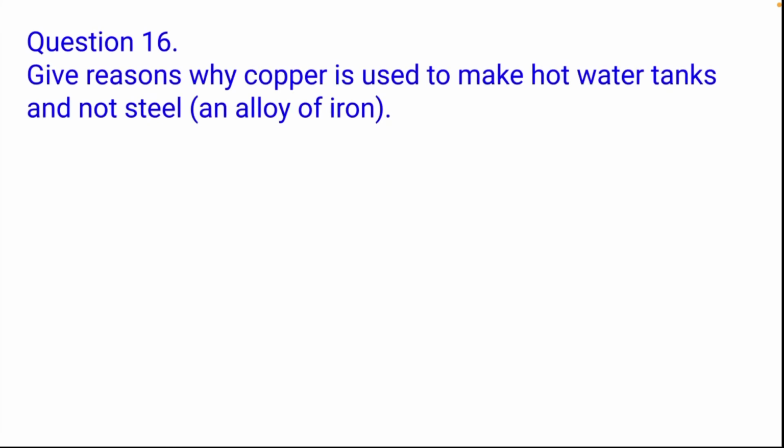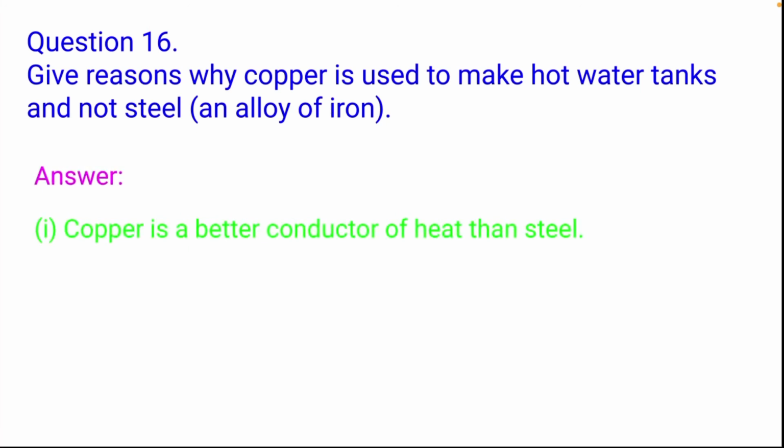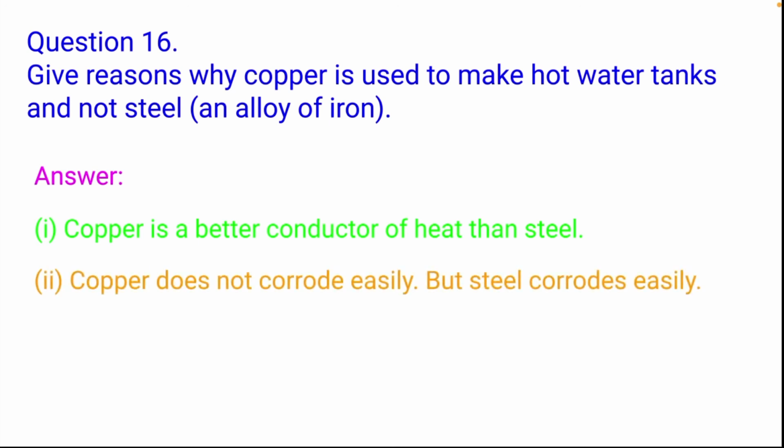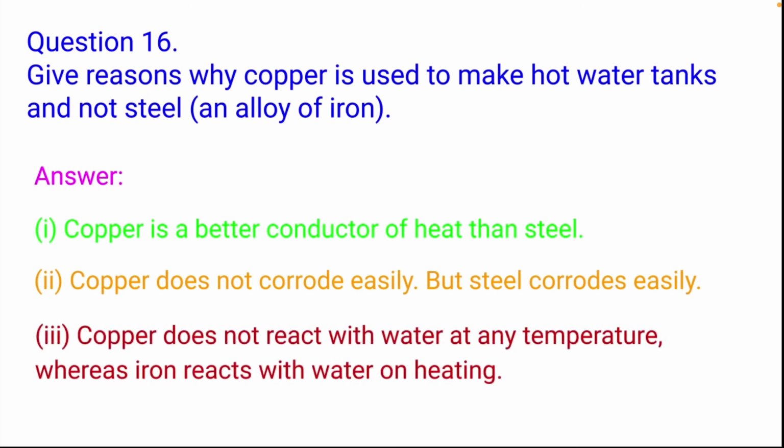Next we shall go on to the final question, question number 16. Give reasons why copper is used to make hot water tanks and not steel. Steel is an alloy of iron. Answer is, copper is a better conductor of heat than steel, and copper does not corrode easily, but steel corrodes easily, and copper does not react with water at any temperature, whereas iron reacts with water on heating. So these are some of the reasons why copper is used to make hot water tanks and not steel.